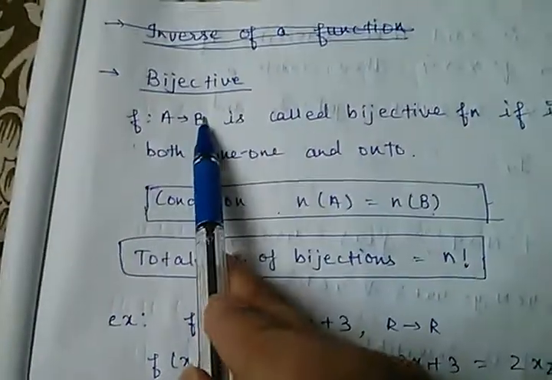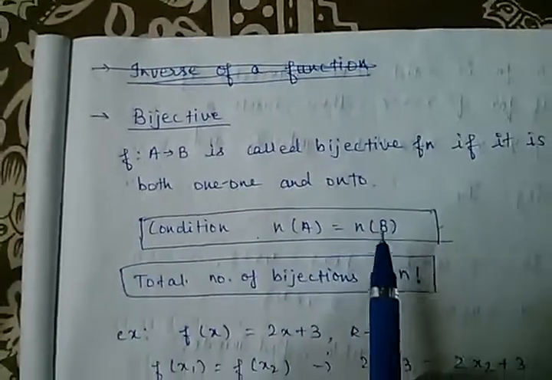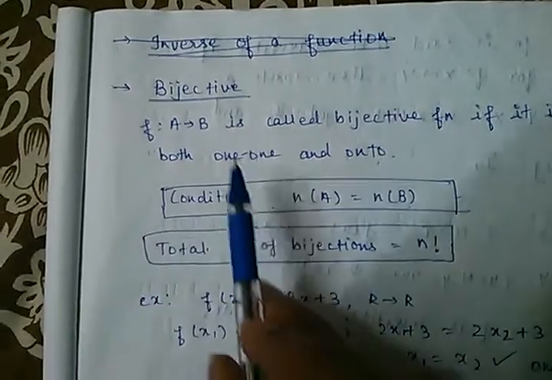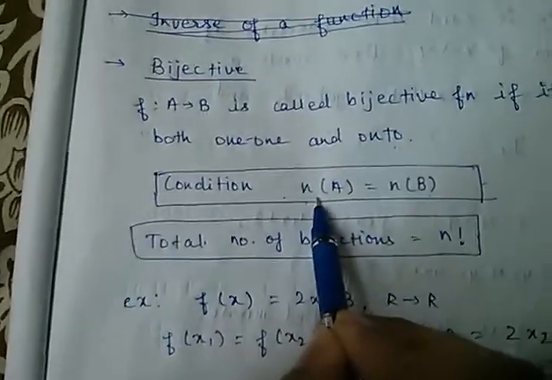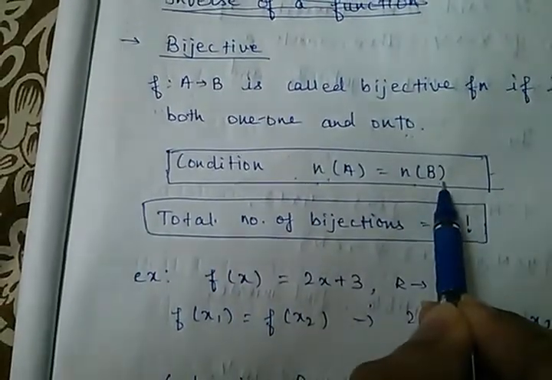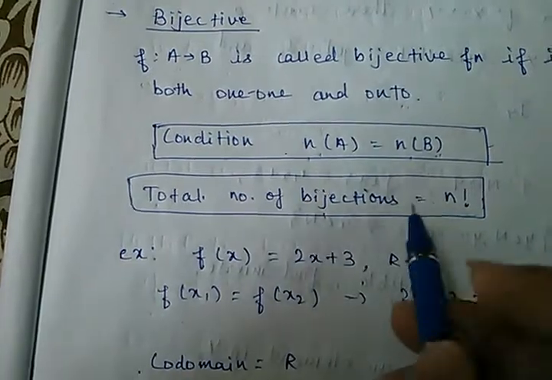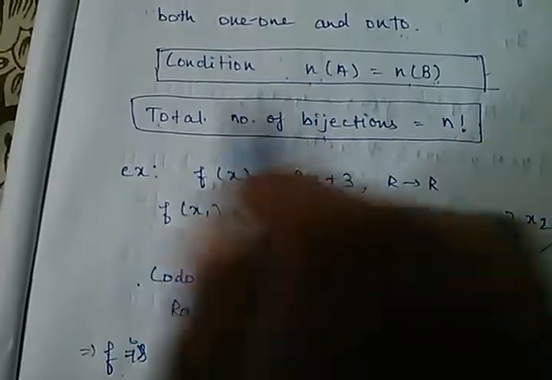Moving on to bijective function. A function from A to B is bijective if it is both 1-1 and onto. So, based on the conditions for 1-1 and onto, the number of elements in A and the number of elements in B both must be the same. So, the total number of bijections in a relation is given by n factorial, where n is the number of elements in any of the sets.